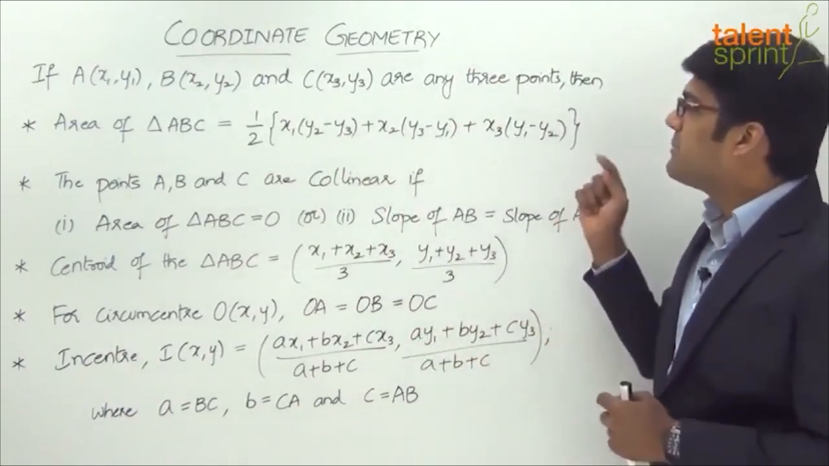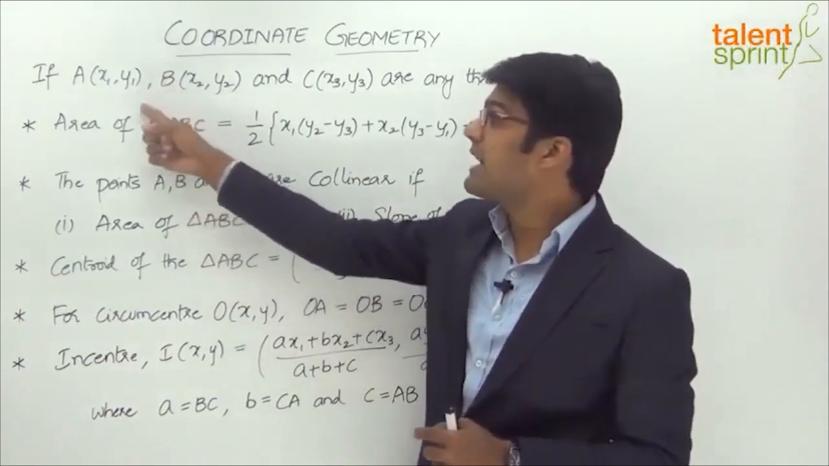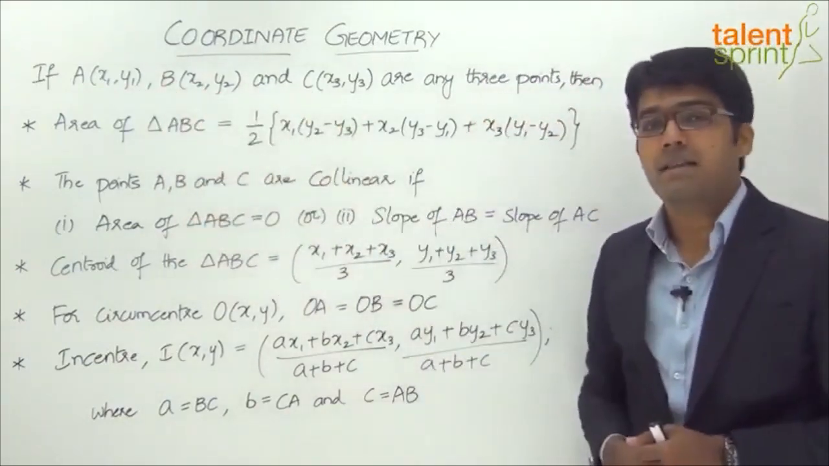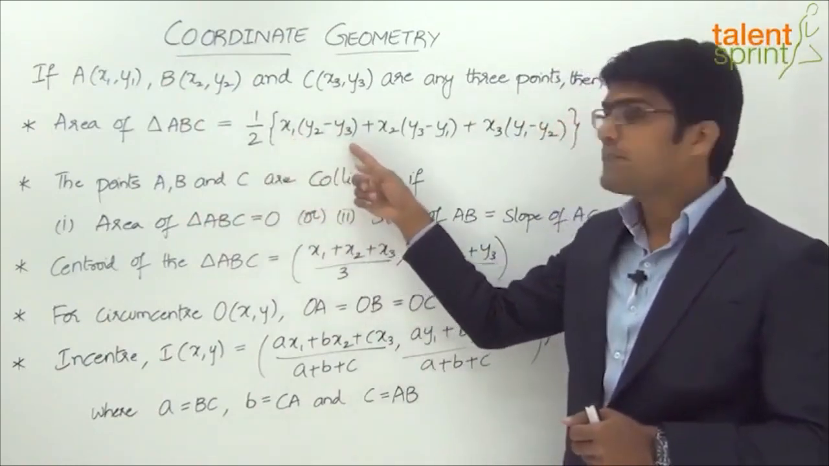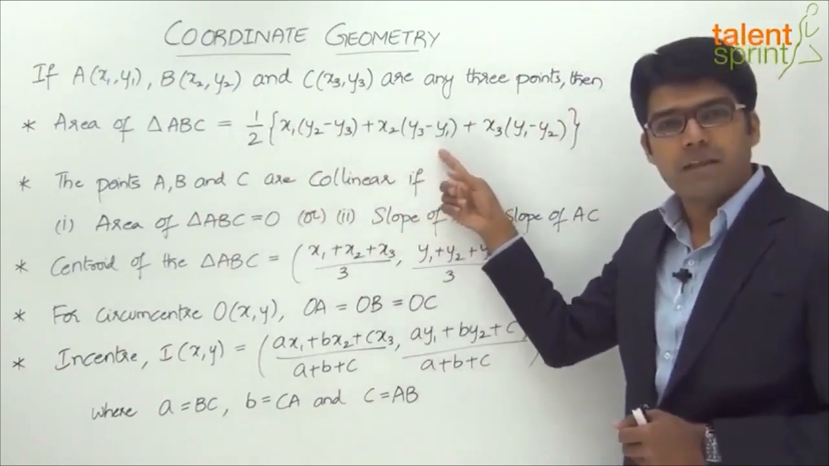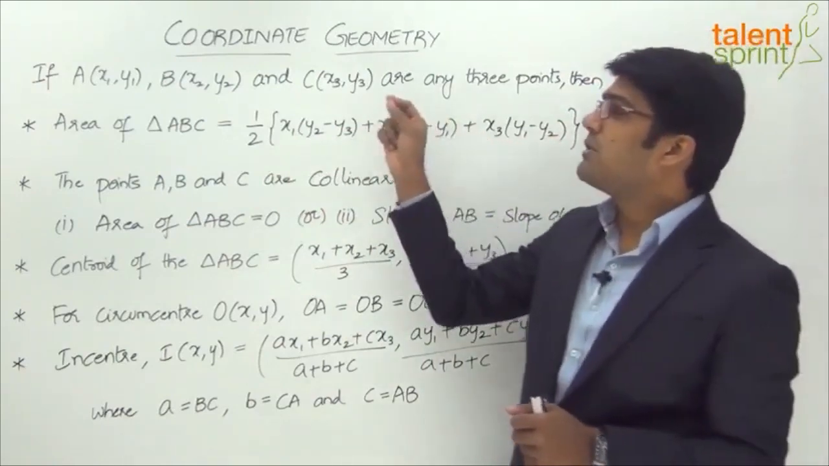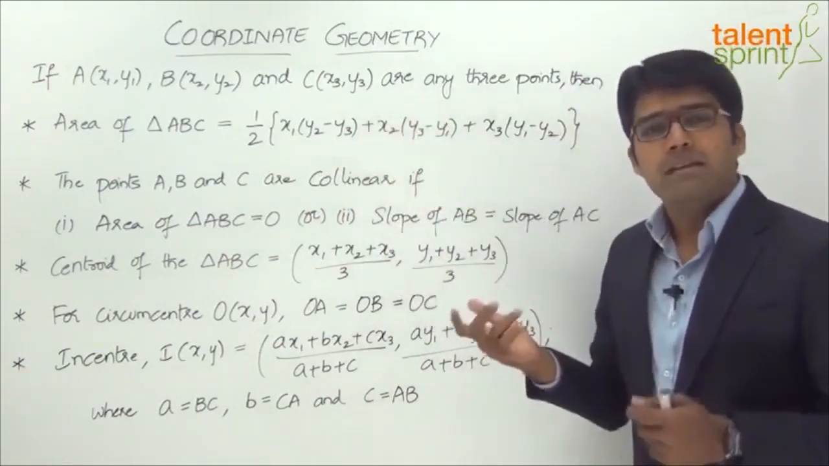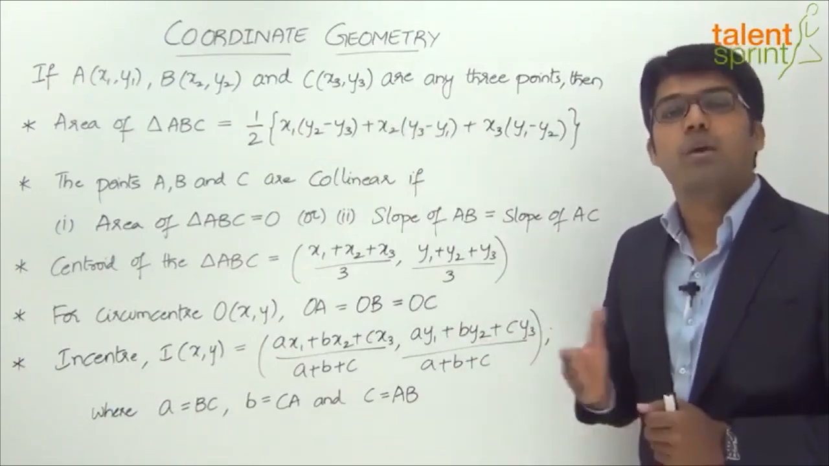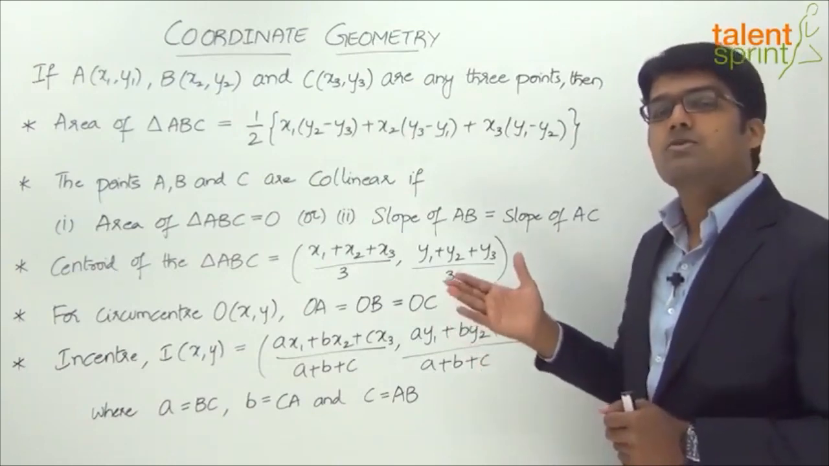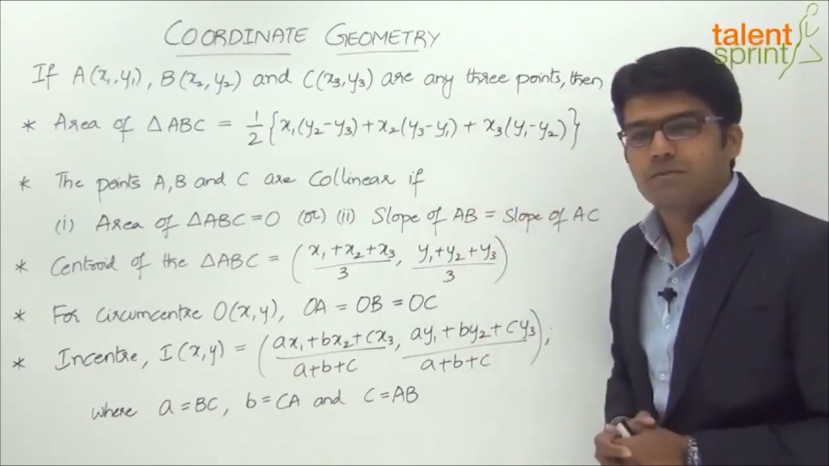So if these are the 3 points, then the area of the triangle ABC, the area of the triangle formed by these 3 points ABC, will be given as half of x1 into y2 minus y3 plus x2 into y3 minus y1 plus x3 into y1 minus y2. So simply substitute the coordinates in the formula here to get the area of the triangle ABC, right? Half of x1 into y2 minus y3 plus x2 into y3 minus y1 plus x3 into y1 minus y2, right?